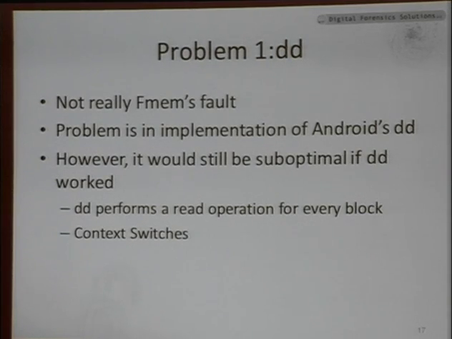So first of all, this is not FMEM's fault. This is an implementation problem in the stripped-down version of DD that Android ships with. However, even if we put a different version of DD that didn't have this problem, that called llseek or what have you, it's still suboptimal because for every block that we're reading from physical memory, we're having to make a call from user space to kernel space. And every time, that means a context switch.